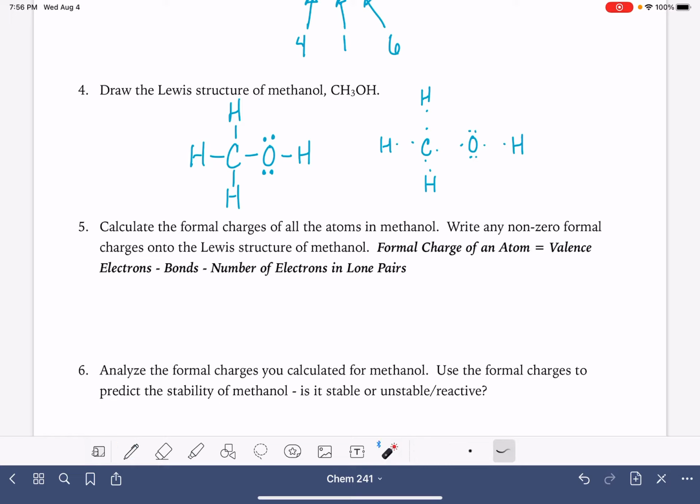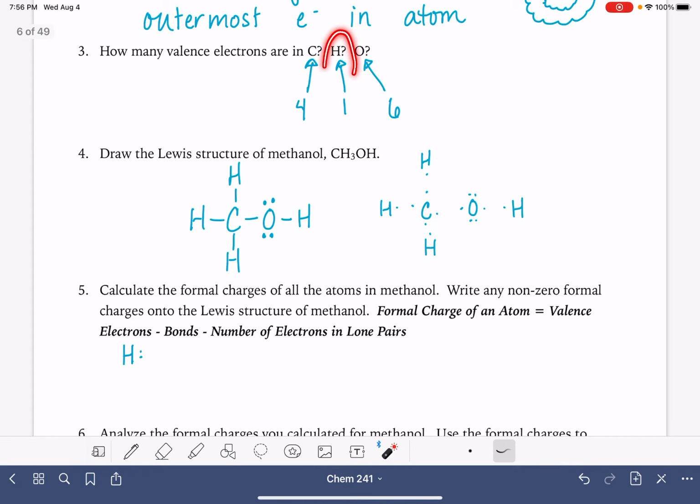Let's start by calculating the formal charge of this hydrogen atom right here. To do that, we'll go with the number of valence electrons for hydrogen. We decided that the number of valence electrons was 1, and then from that we're going to subtract the number of bonds. So we're looking at this hydrogen right here, and it has 1 bond, and then we're also going to subtract the number of electrons in lone pairs on this hydrogen. It does not have any, so that's going to be a 0. And that's for this hydrogen right here.